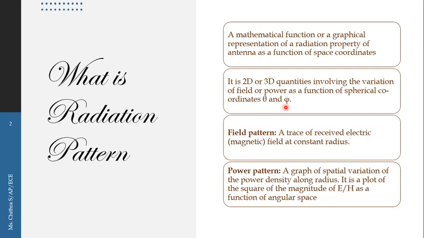The most common patterns that we draw for an antenna are the field pattern and the power pattern. The field pattern portrays a graphical representation of the electric field or magnetic field at a particular radius. And power pattern, we know power is either the square of the magnitude of the electric field or the magnitude of the magnetic field. So the square of the magnitude of the electric field that is drawn here or square of the magnitude of the magnetic field that has been drawn here, and that gives us the power pattern.